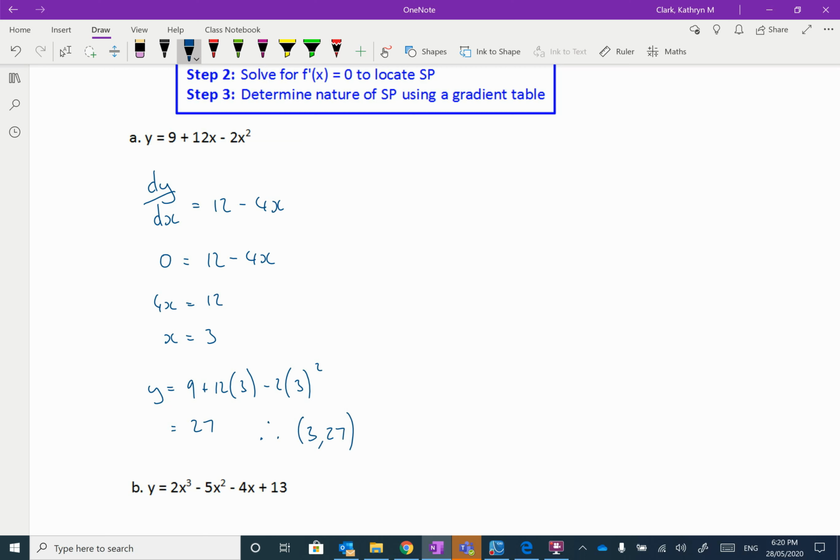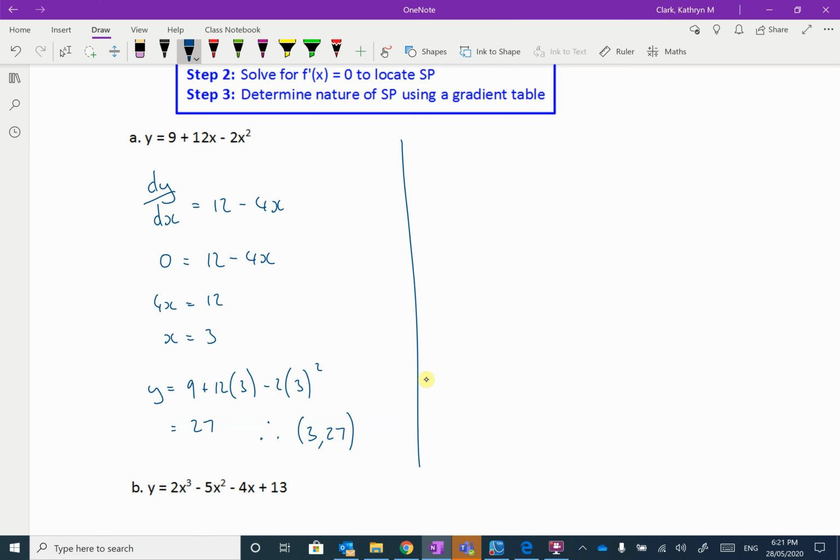Now, you might be saying to me, well, miss, I've got a negative quadratic up here, so obviously this function has to have a local maximum. And you would be right, but what if your question then asks you to justify or prove that it's a local maximum? Well, the way that we do that, there's actually two ways we're going to look at to do this. The first way we're going to look at is called a gradient table.